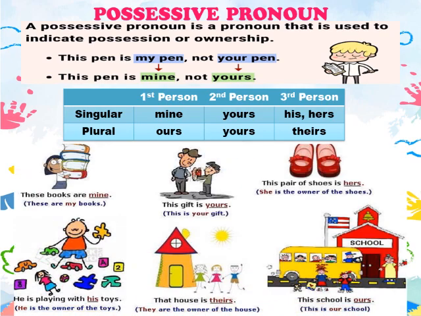Let us do a few examples. These books are mine. This gift is yours. This pair of shoes is hers. He is playing with his toys. That house is theirs. This school is ours. In all these examples, mine, yours, hers, his, theirs, ours, these all are possessive pronouns.